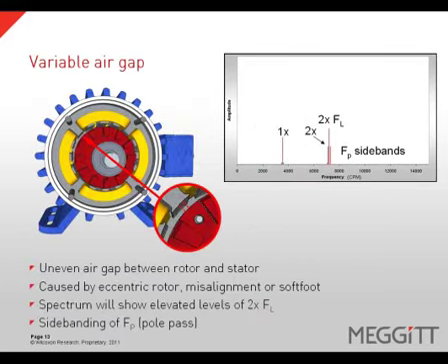Variable air gap is an uneven air gap between the rotor and the stator. This is typically caused by an eccentric rotor, misalignment, or soft foot. The spectrum will show elevated levels of 2 times line frequency. It is typical to see sidebanding around 2 times line frequency spaced at pole pass frequency.